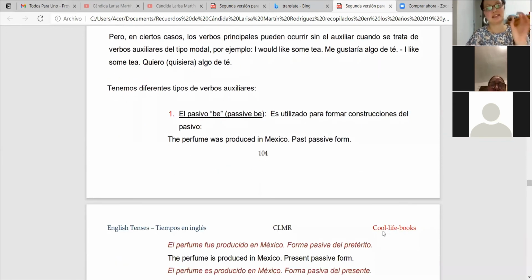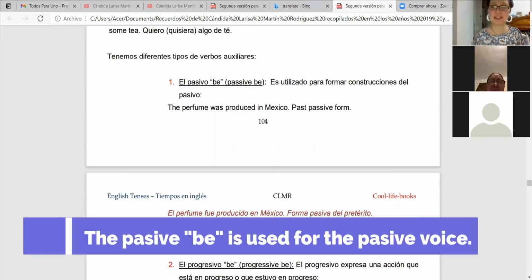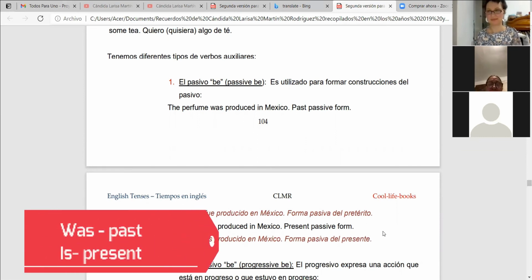And we have different types of auxiliary verbs. We have the passive be, which is used to make the passive. For example, the perfume was produced in Mexico, which is the past passive form. Okay. Past passive. Was produced. And the present passive form is the perfume is produced in Mexico. Is produced in Mexico.